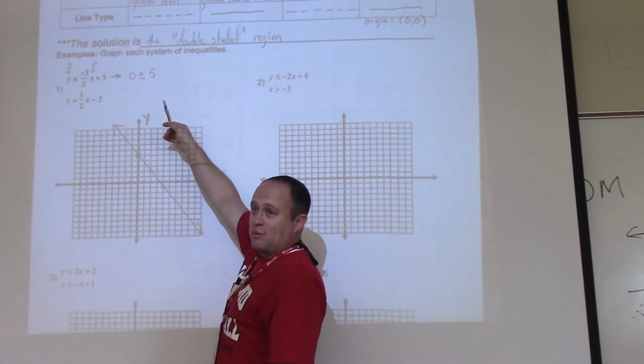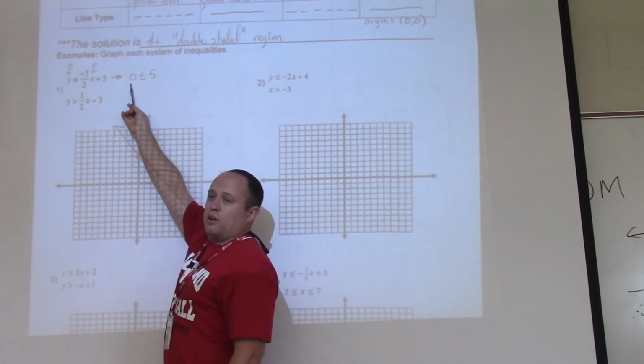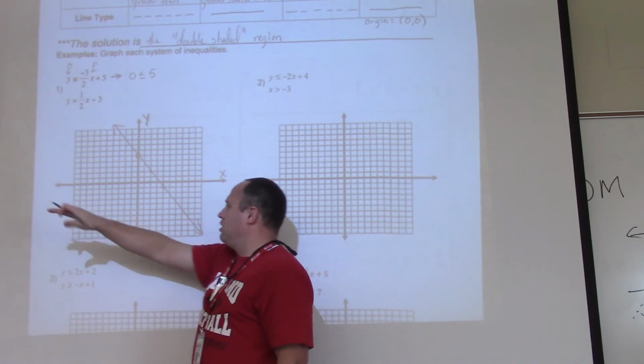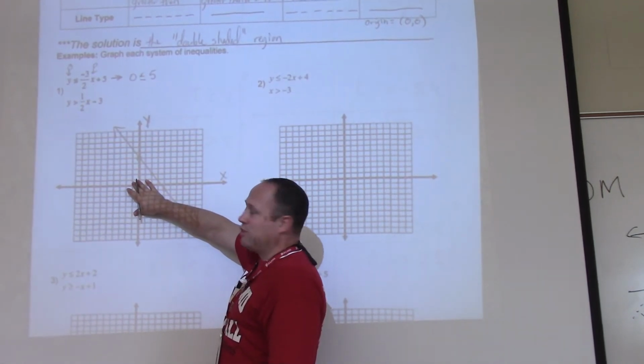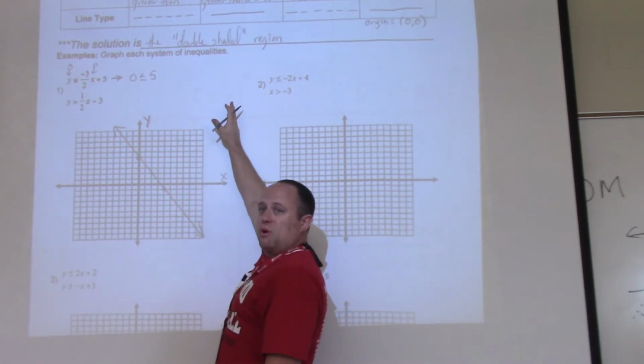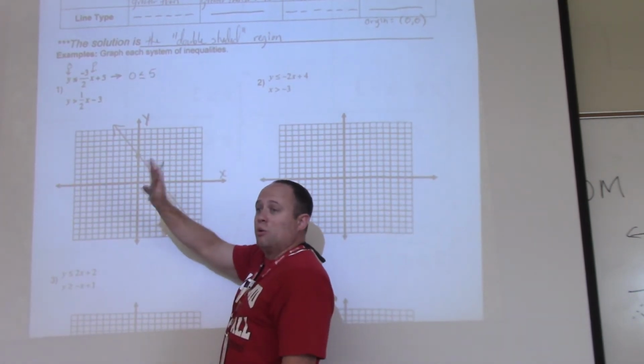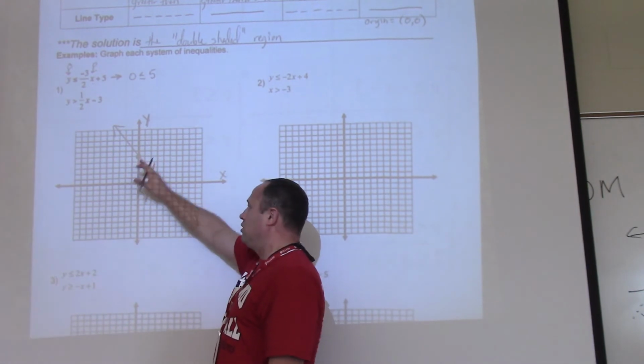If that was a false statement, let's say the sign was the other way around. If I had 0 is greater than 5, then that would be a false statement, which means this would not be in the solution. So from the line, I would shade away from 0, 0. So you're always, always, always either shading towards 0, 0 or away from 0, 0.